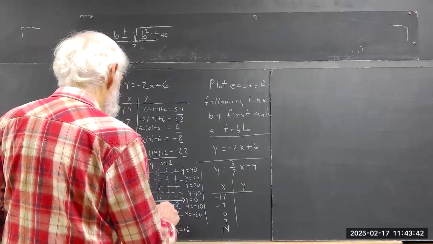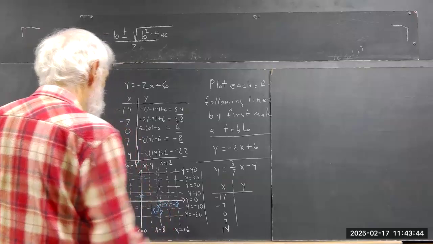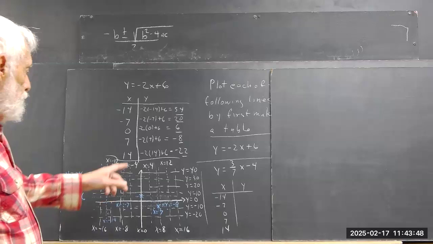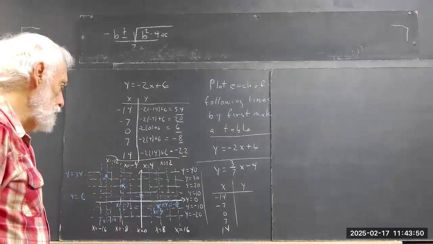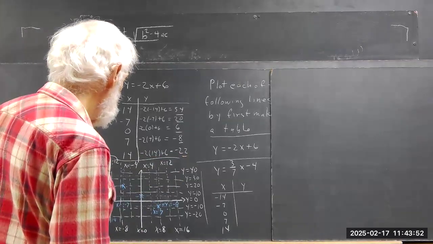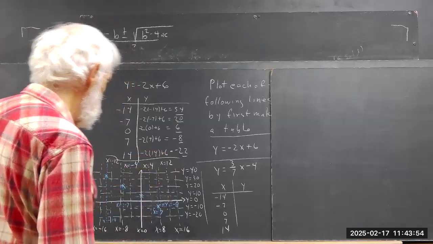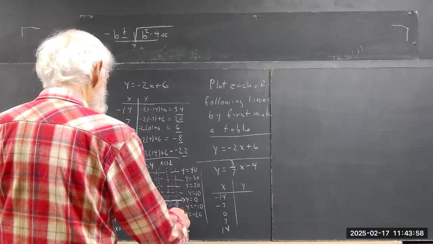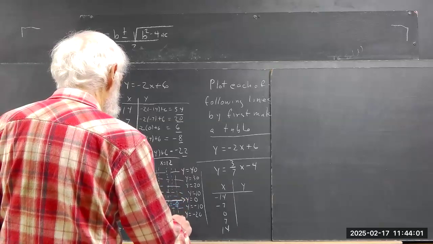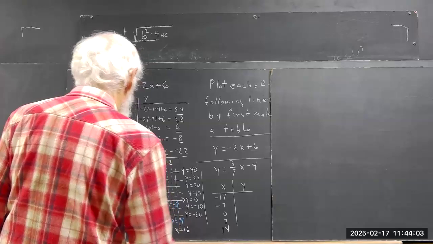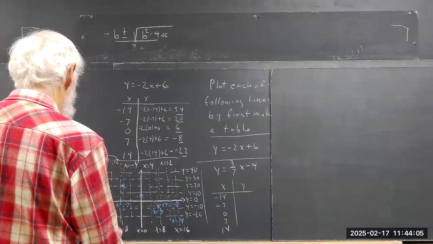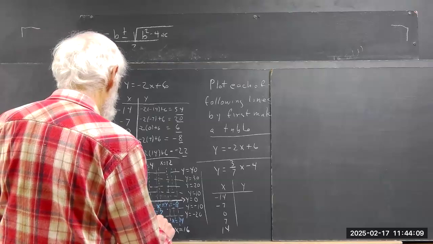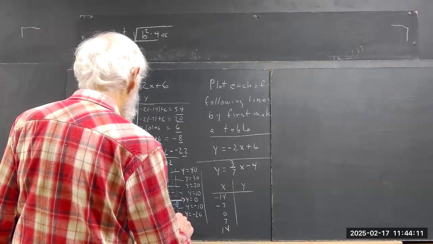Here's the line Y equals negative 8. And here's the next point on the graph. Then finally, when X is 14, Y is negative 22. So 14 is halfway between 12 and 16. So here's X equals 14. And here's Y equals negative 22, just a little below the Y equals negative 20 line.